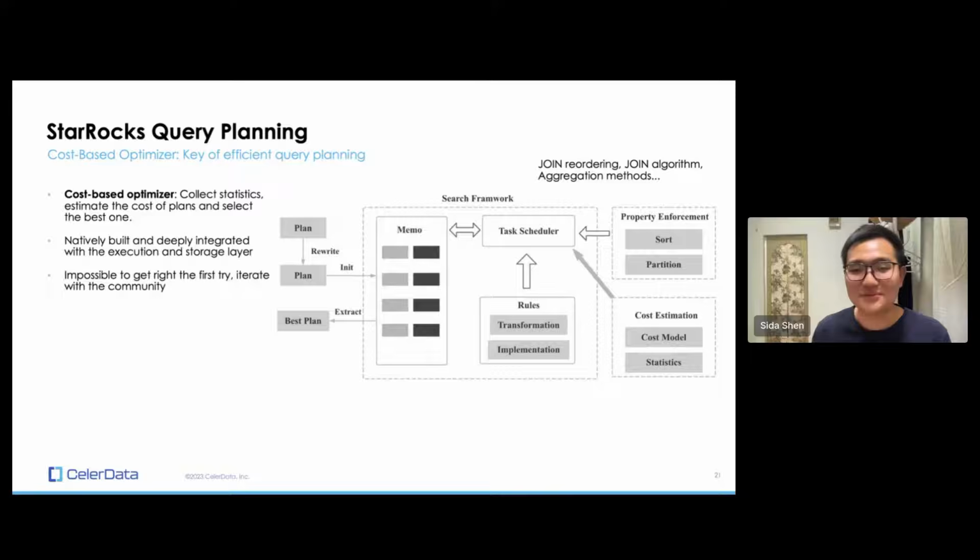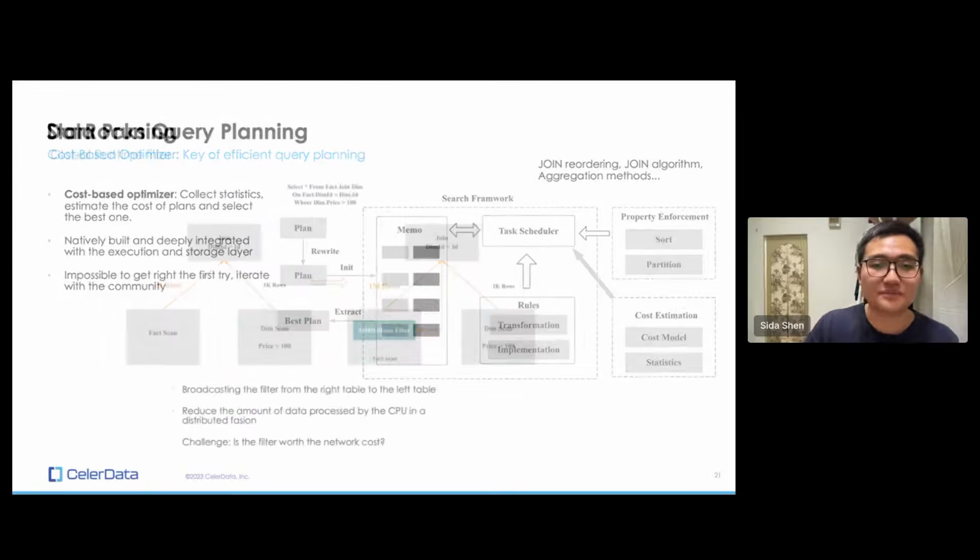And something about building an optimizer is that it's really deeply coupled with your system. It's different for every execution engine. It's different for every storage engine. So it has to be natively built, and it's almost impossible to get right on the first try. And thank God StarRocks is open source, so we could iterate on that with the community, and it took us like a year or two to get it right. And this is the main reason why StarRocks queries are efficient.